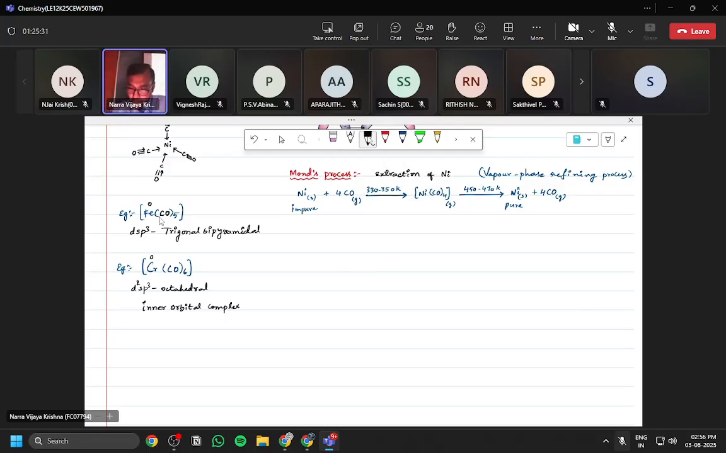Next, another example. Fe2(CO)9, a polynuclear metal carbonyl. There are two central iron metal atoms, right? So iron. Between iron and iron, 3 carbon monoxide molecules act as bridge ligands. Is it clear? Fe2(CO)9.